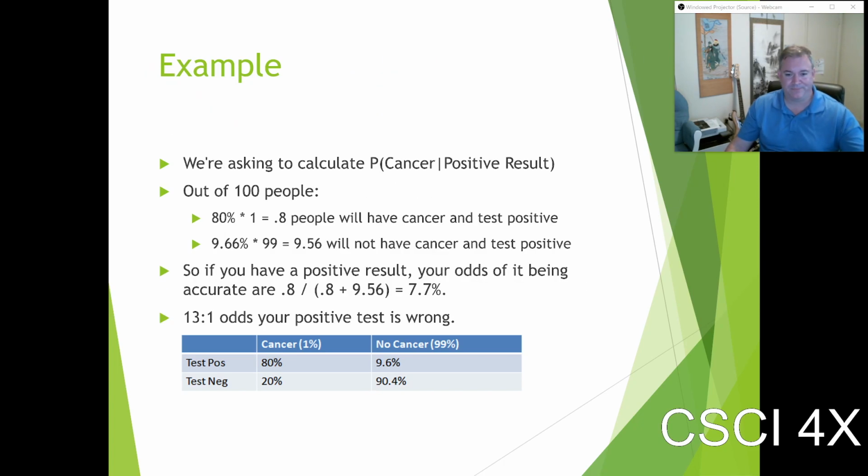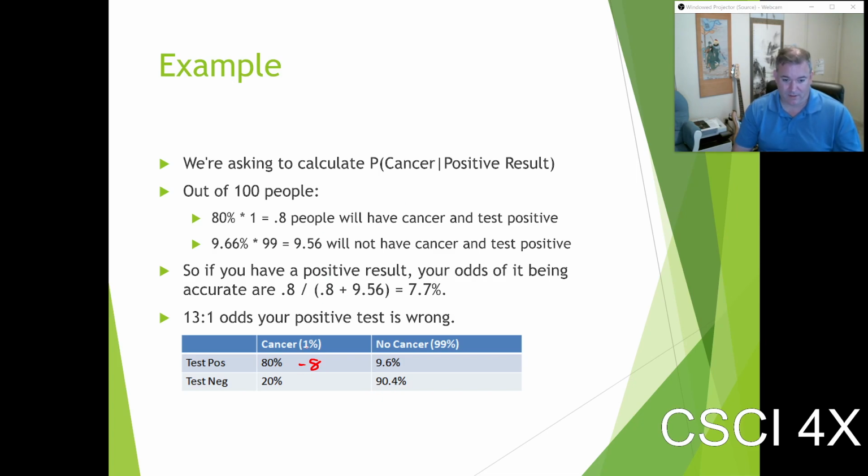All right, so what we're trying to compute is what are the odds you actually have cancer given that you have a positive result. Out of every 100 people, there's going to be 0.8 people who have cancer and test positive. 0.01 times 0.8 is 0.008, so 0.8 people out of 100.